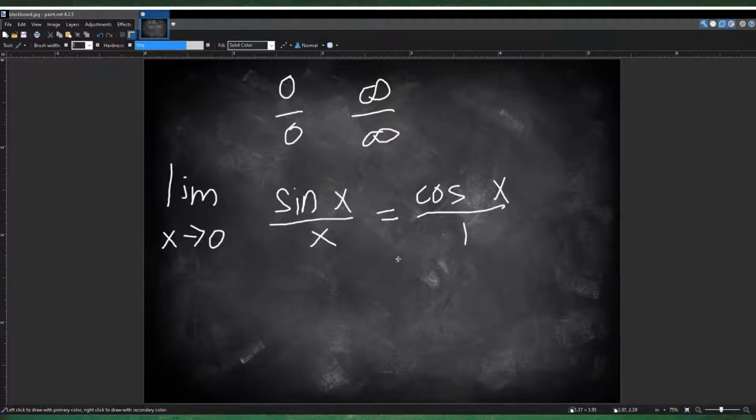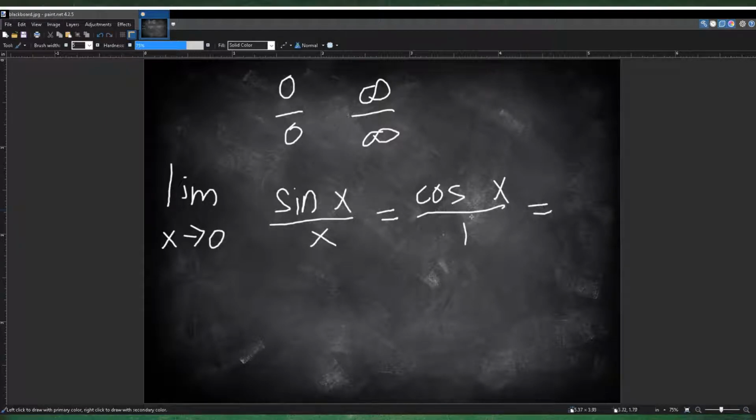So is this an indeterminate? Well, we just plug it in. Cosine of 0 is 1. So 1 over 1 is not an indeterminate, right? Because this is not any of the indeterminate forms. There are only 7 of them, and this is not one of them. So basically, 1 divided by 1 will technically be your answer.